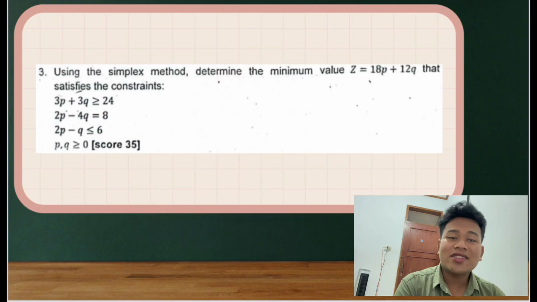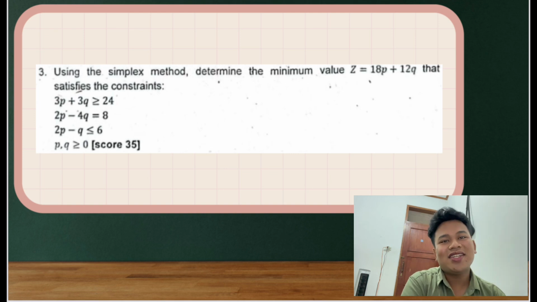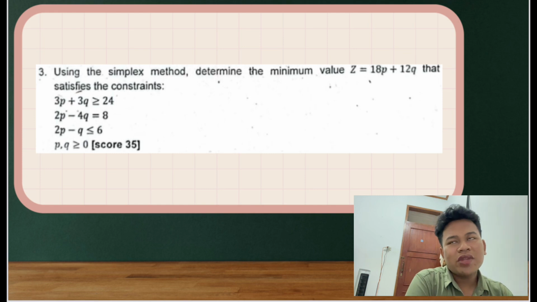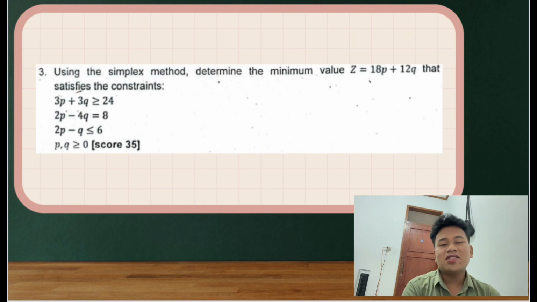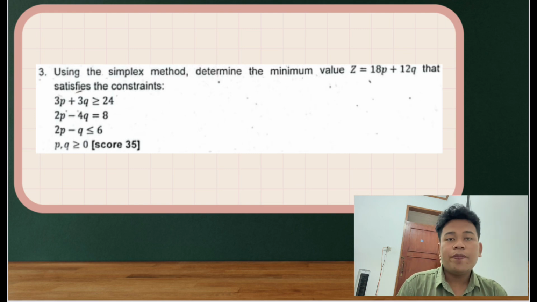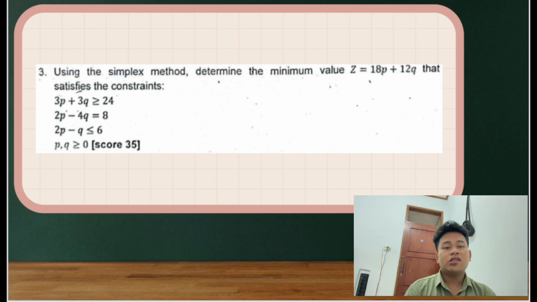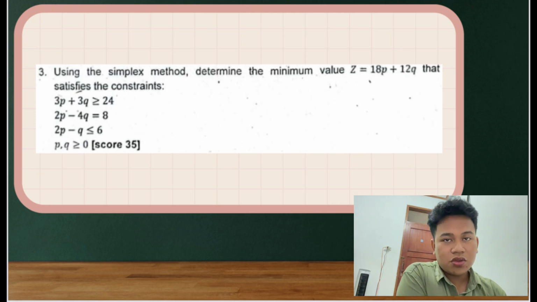Okay, and then we go next to the third question. The question is: using the simplex method, determine the minimum value of z = 18p + 20q that satisfies the constraints 3p + 3q ≥ 24, and then 2p - 4q = 8, and the last equation is 2p - q ≤ 6, and p, q ≥ 0.